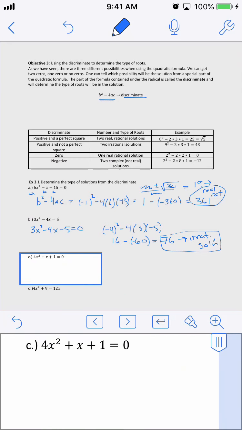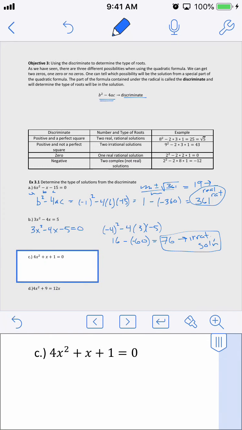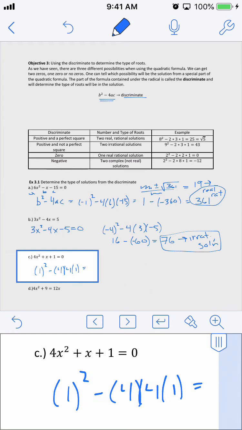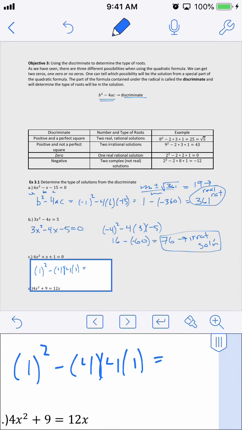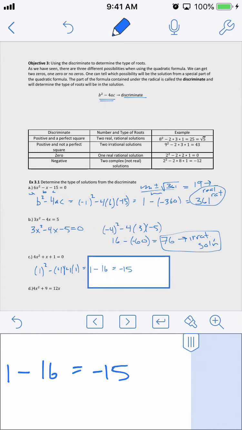Let's try another one. I actually recommend you try the last two out on your own. See what they are and see what it leads you to. Okay, let's try it together now. This would be 1 squared minus 4ac, which would be 1 minus 16, which is negative 15.